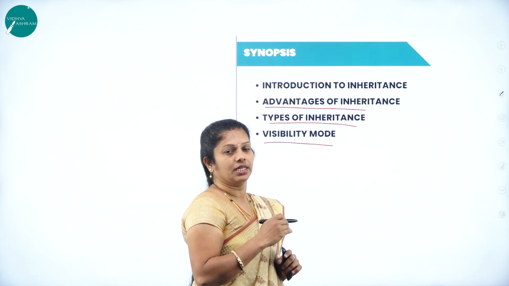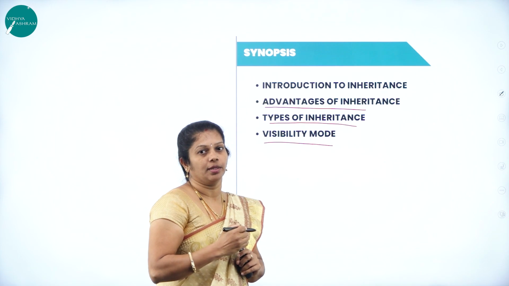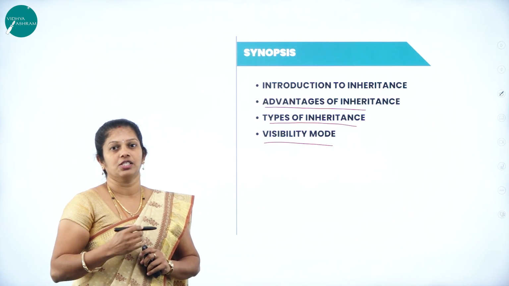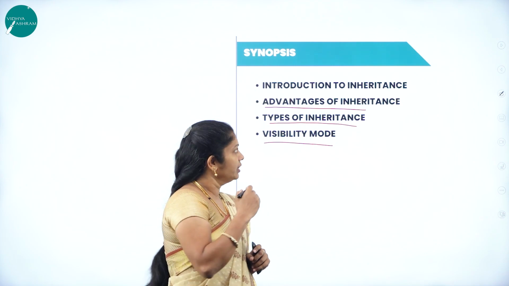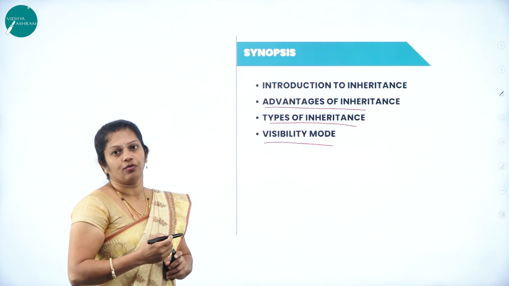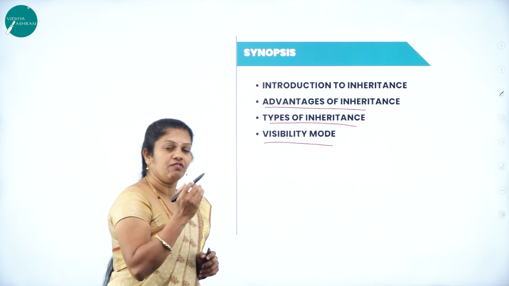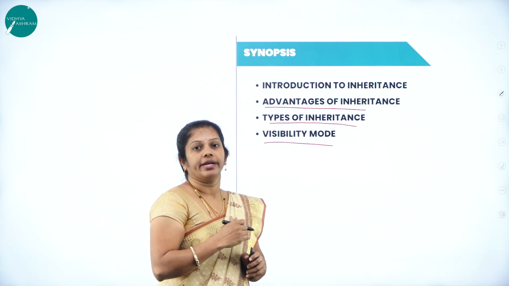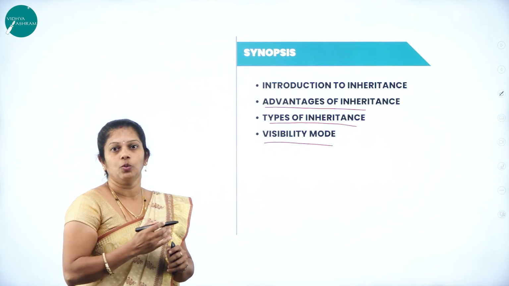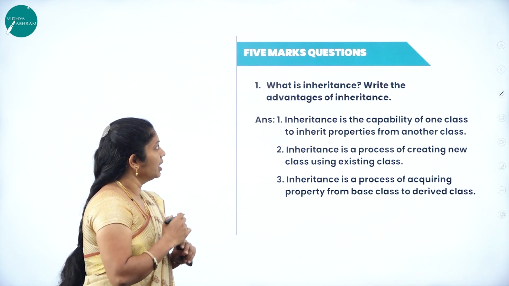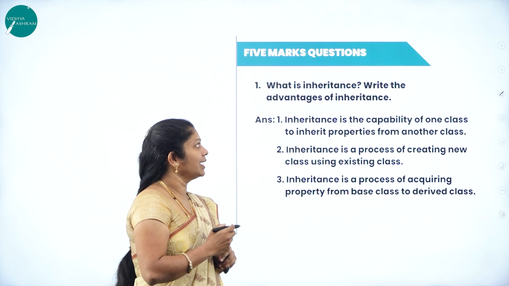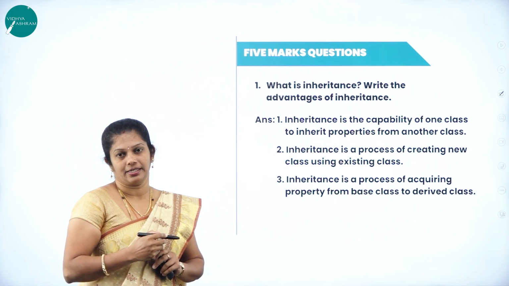Inheritance is a process of acquiring the properties from base class to derived class. Then what are the advantages we have? Which are the different types of inheritance? What do you mean by visibility mode? How to write the visibility mode? Regarding that, you will study in this particular session. For 5 marks: what is inheritance? Write the advantages of inheritance.